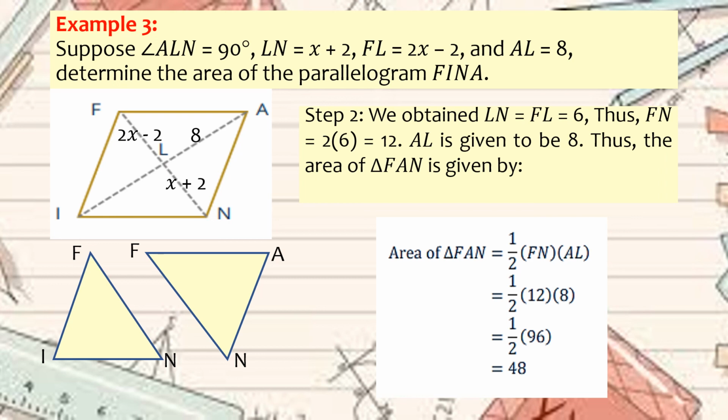Now, for the second step, we obtain that LN is equal to FL, which is 6. Thus, FN is equal to 2 times 6, which is 12. AL is given to be 8. Thus, the area of triangle FAN is given by, so gagamitin ulit natin yung base times height over 2. So, we have 12 times 8, that is 96. Divided by 2, we have 48.